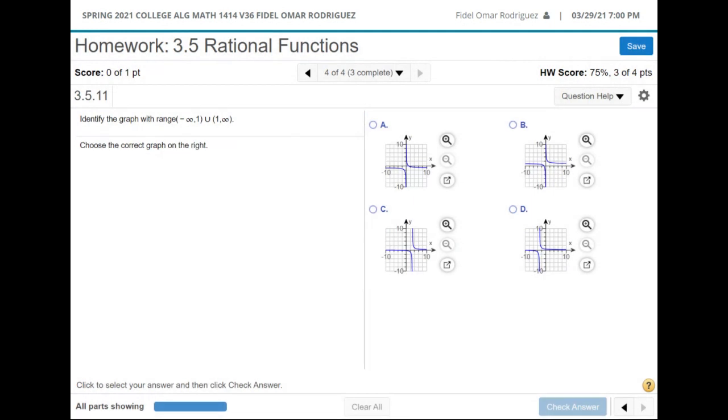Let's see, here we go. In range, right? So I'm going to find the one that has a horizontal asymptote of y equals 1. Looking at this, it might be either B or D. I'd have to go and check again, right? But that's what I'm looking for.